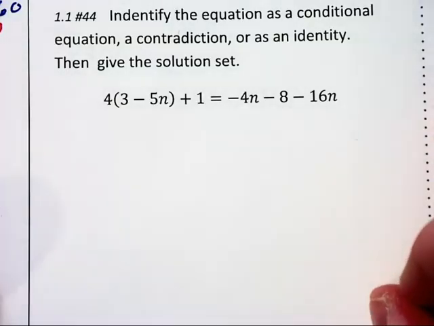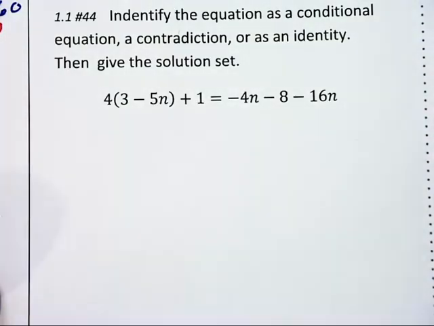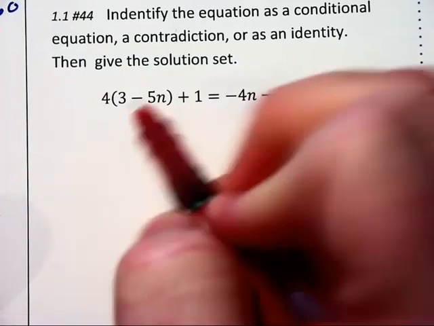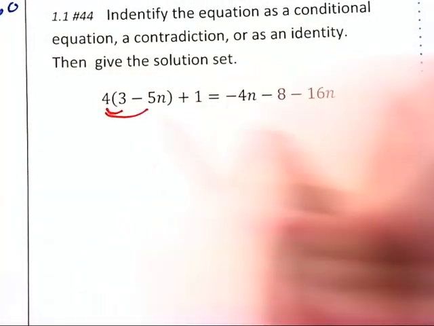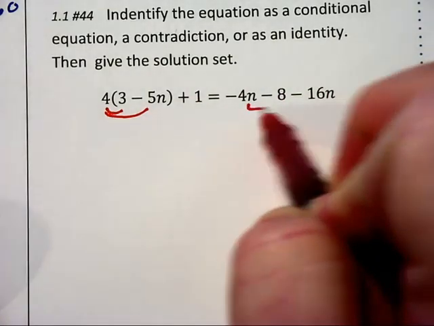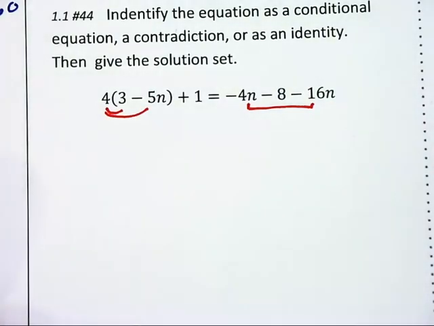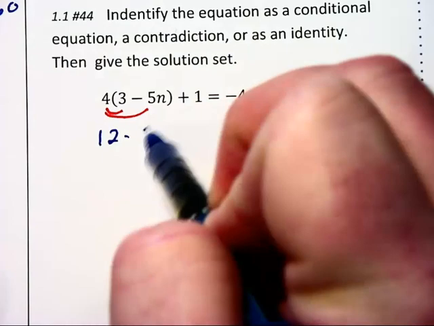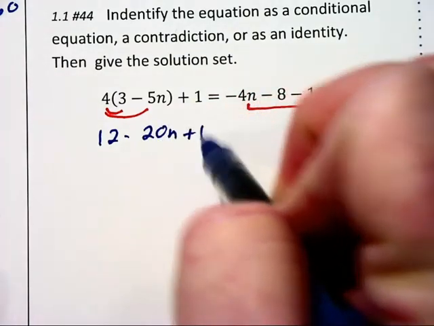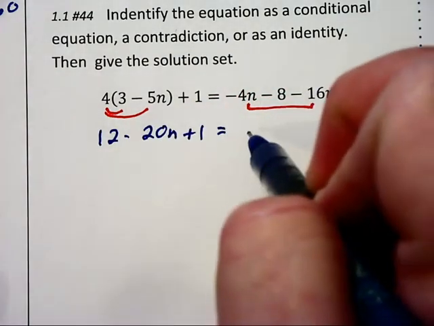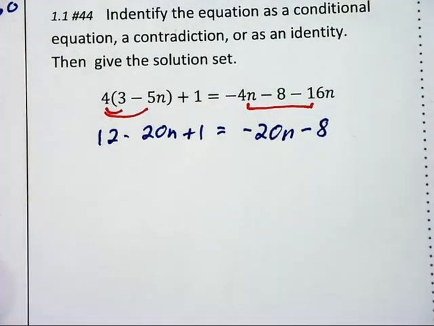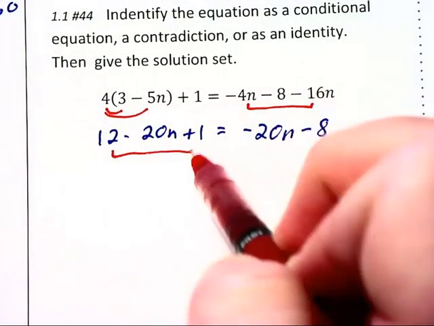Okay, in this problem something funny is going to happen, and we're being asked to classify this equation as conditional, a contradiction, or as an identity. We're going to begin by distributing on the left and combining like terms on the right. The left side of the equation becomes 12 minus 20n plus 1, and the right side is negative 20n minus 8. Let's combine like terms on the left.